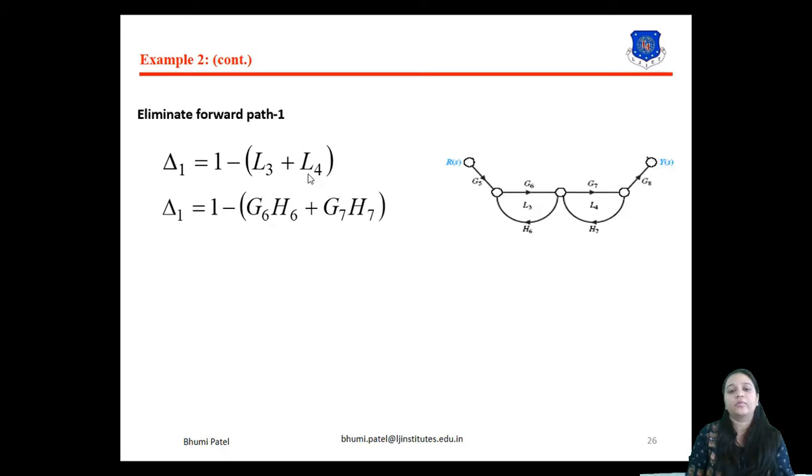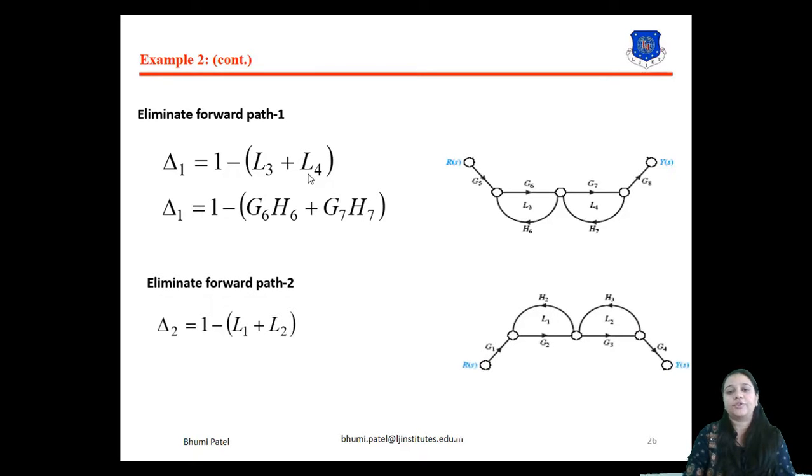Next step is to find the value of delta 2, and for that we eliminate forward path 2. You can see in this right side diagram that we can eliminate forward path 2, and so we get delta 2 is equal to 1 minus in bracket L1 plus L2. So delta 2 is equal to 1 minus G2 H2 plus G3 H3.